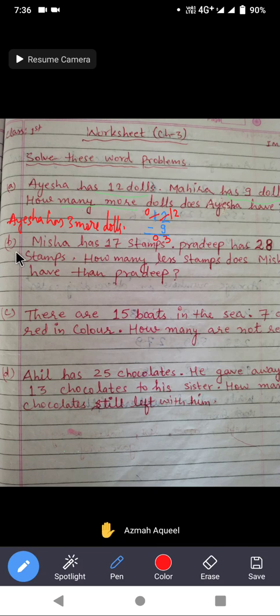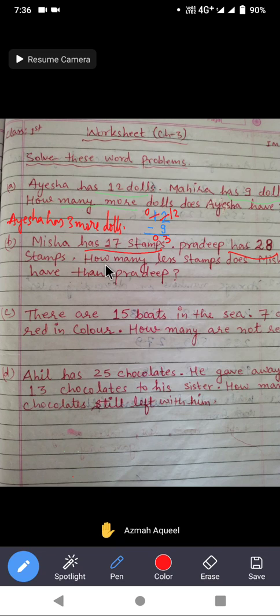Okay, so like this, B part, Maisha has 17 stamps. So you have to read the questions very carefully in a story based problem. Okay. So Maisha has 17 stamps. Pradeep has 28 stamps. Okay. How many less stamps does Maisha have than Pradeep? So she is having only 17 and Pradeep has 28. So Maisha has less stamps. But we need to find out how many less she has.